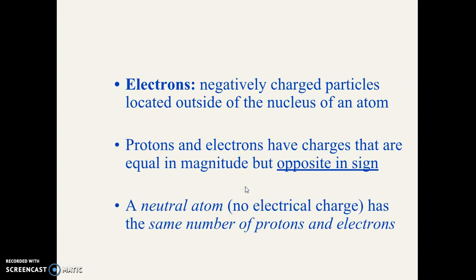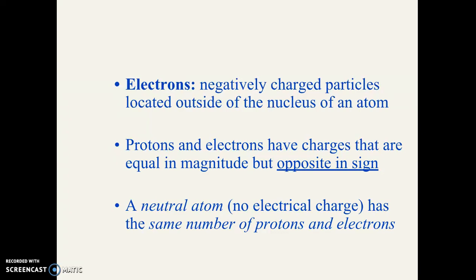A neutral atom, so by definition, if you see the word atom, it means that there's no electrical charge. So if you know the number of protons, then you know the number of electrons. If we look at any of those atoms on the periodic table, like beryllium, for example, is number 4. That number 4 tells me that it has 4 protons. If I say it's an atom, then it's going to have 4 electrons also. So the electrons and the protons are going to be the same.